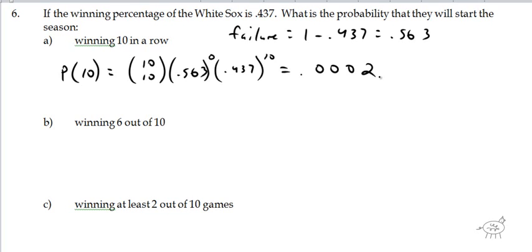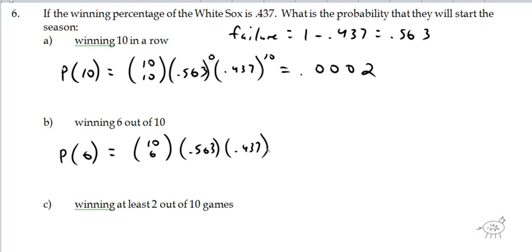Very unlikely. Winning 6 out of 10. Well, that's probably more likely, right? So we're playing 10 and we're winning 6. And so we're going to do the same thing, 0.437 and 0.563. This is 6. 10 minus 6 is 4. And we get 0.147. So that's actually a little bit higher, right? About a 14.7% chance they're going to win 6 out of 10. That makes sense.